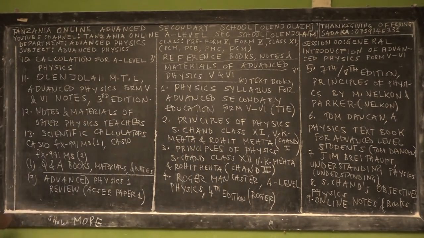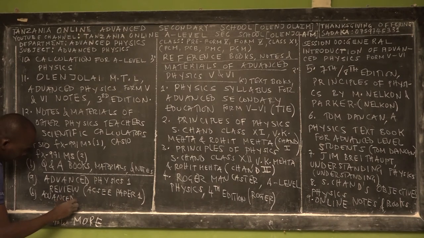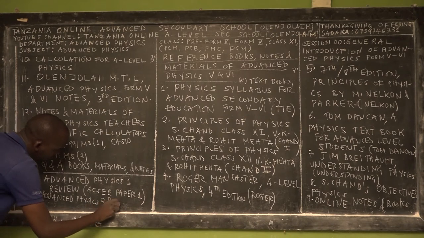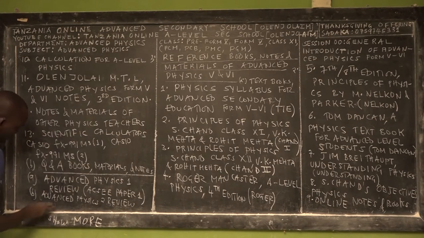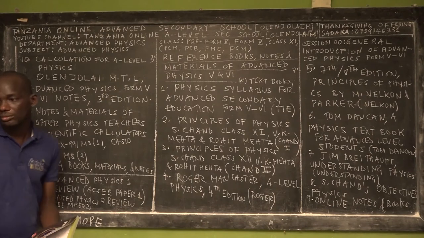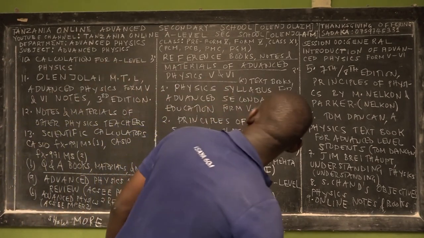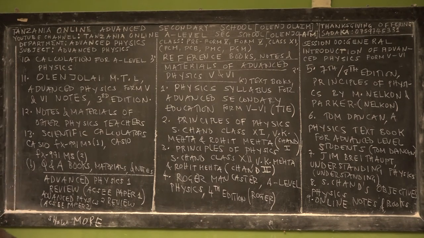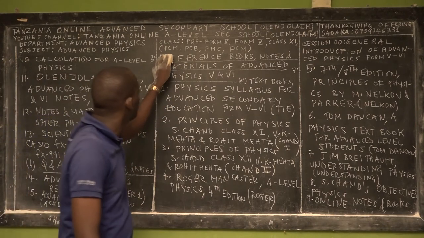So the second question and answers reference book is a book called the Advanced Physics 2 Review. In other words, we call it the Advanced Certificate Secondary Education Examination Paper 2. So this, by numbering, is reference book 14, and this is reference book 15. So we go for reference book number 16.